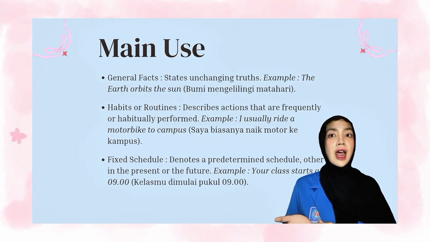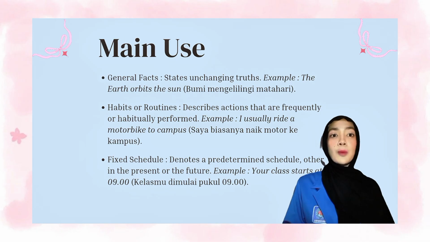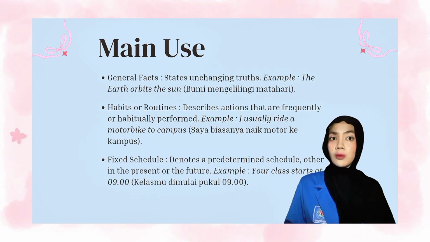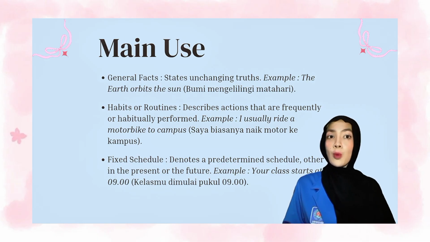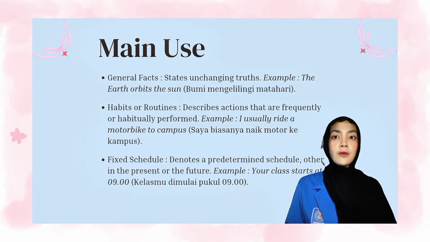Slide 4. There are three main uses of the simple present tense. First, general fact, for things that never change. Example, the earth orbits the sun. Second, habit or routines, for repeated actions, like I usually ride a motorbike to campus. Third, fixed schedule, for planned times, like your class starts at 9 a.m. So we can use it for science facts, daily habits, and timetables.